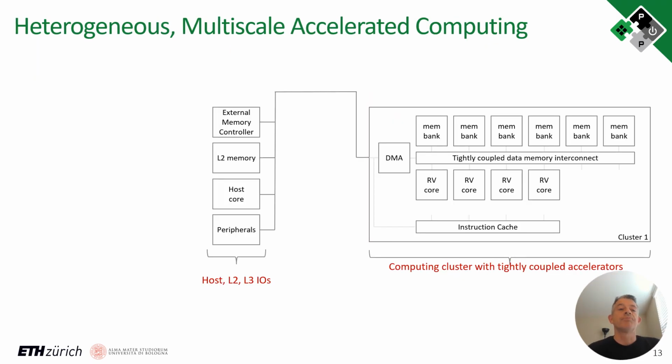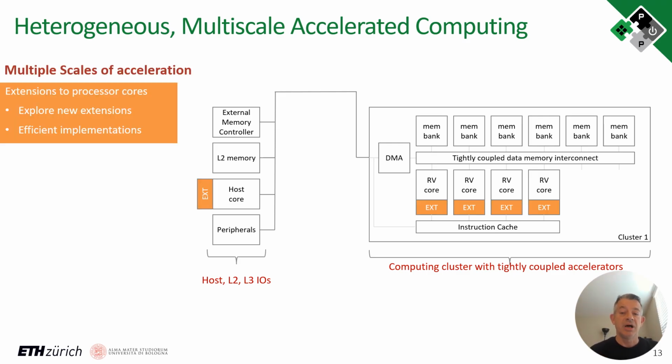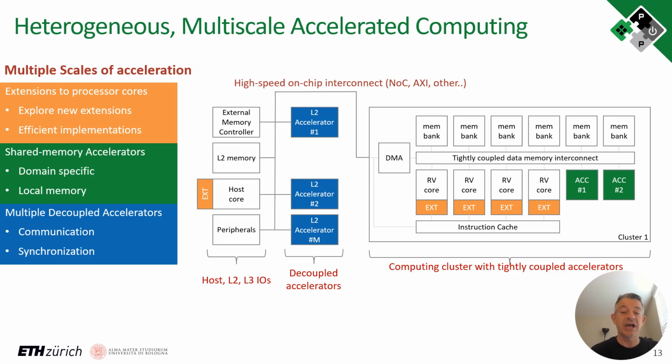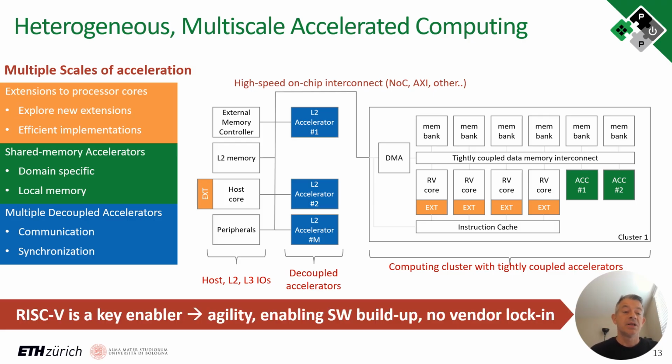So to move ahead, we can innovate at multiple levels. The processing elements that I already described with instruction extensions are a primary way to gain energy efficiency. But in addition to that, we can have more energy efficiency with the accelerators, decoupled accelerators, and tightly coupled accelerators like tensor engines that are shown here in green. So RISC-V is a key enabler across the board for all these capabilities to enable software build-up, no vendor lock-in, and very high agility and programmability.